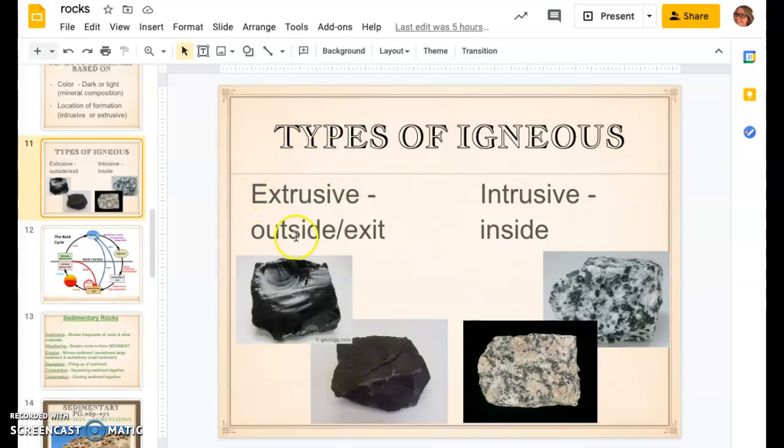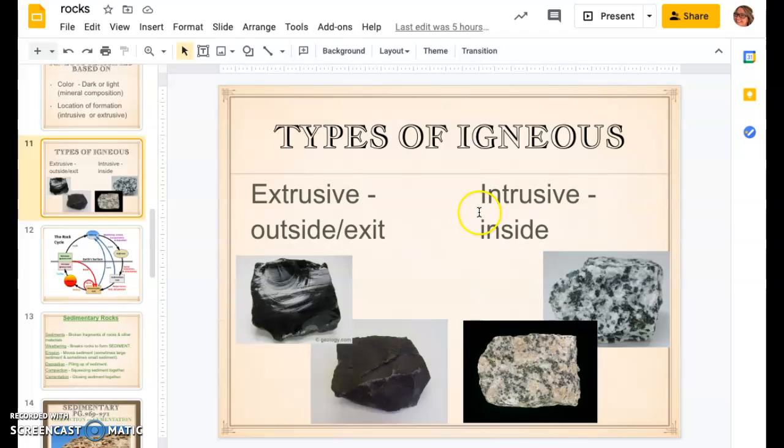Extrusive igneous rocks are rocks that form on the outside or the Earth's surface. Extrusive sounds a lot like the word exit, which leads you to outside. Because extrusive igneous rocks are formed on the Earth's surface, they are formed when lava cools and hardens. Because lava on the Earth's surface cools and hardens much more quickly than it would inside the interior, there is no time for mineral grains and crystals to form. So you can see when you look at these examples of extrusive igneous rocks, it looks uniform throughout and there are no crystals.